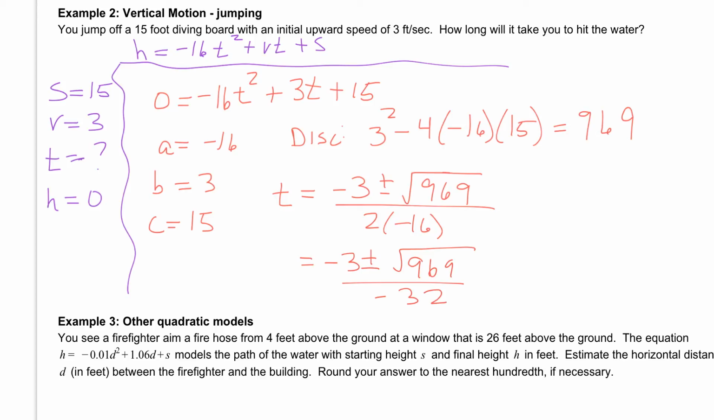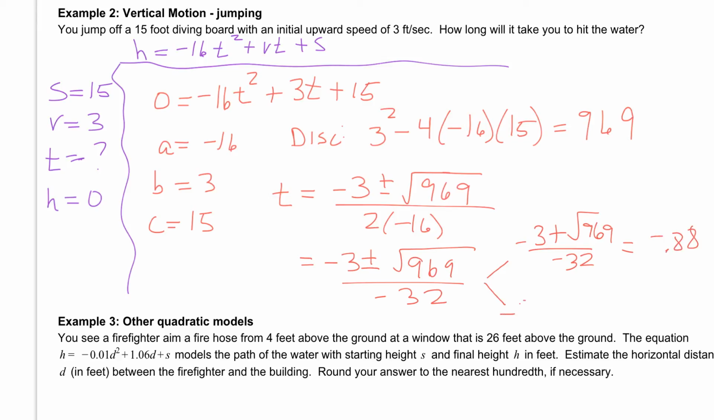And then we're going to find 2 different answers, one where we add and one where we subtract. So we'll do negative 3 plus the square root of 969, divide that by negative 32. Now plug that in your calculator. Again, make sure you're getting the same answer as I am. Make sure plugging it into your calculator isn't giving you any wrong answers. And if you plug that in correctly, you should see that you get about negative 0.88.